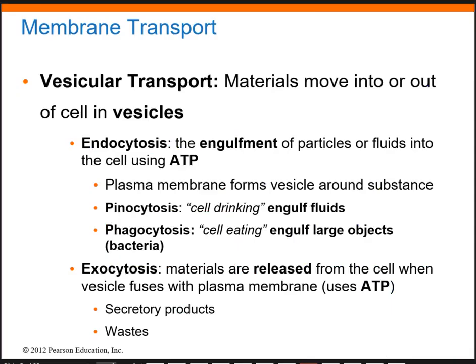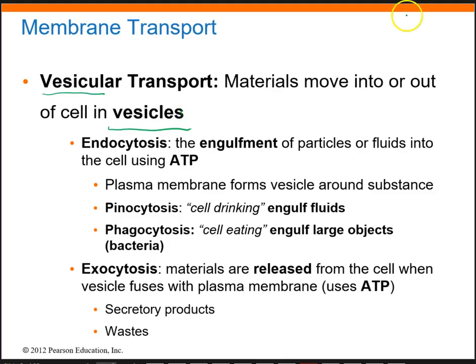Another type of membrane transport is called vesicular transport. Now, vesicular transport is when we move materials into or out of the cell in vesicles. Hence, it's called vesicular, right? Vesicle. A vesicle is just like a little bubble of membrane.